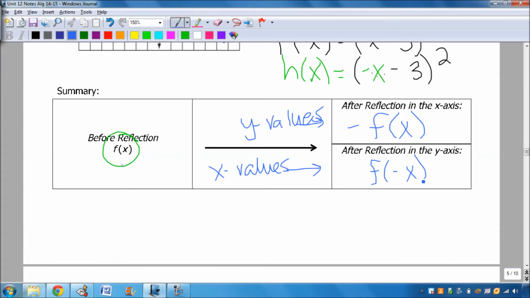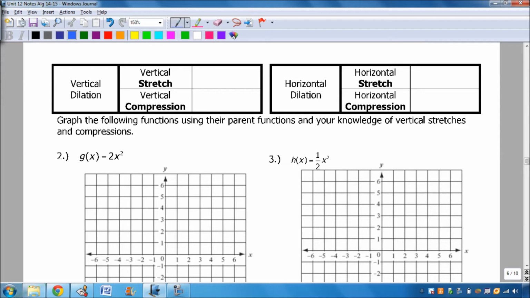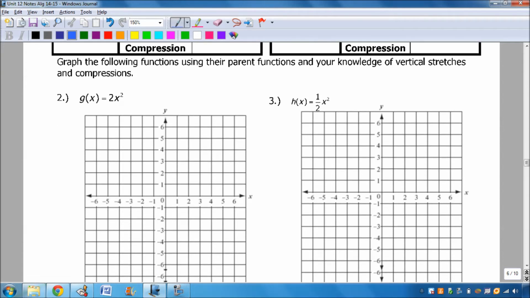All right, so let's talk about what your dilations will do to your graph now. Questions 2 through 5 say to graph the following functions using their parent functions and your knowledge of vertical stretches and compressions. So based on what we discussed in class, you should realize that you will have vertical stretches and compressions when the parent function, the f of x, is being multiplied by a specific number. So let's talk about this.